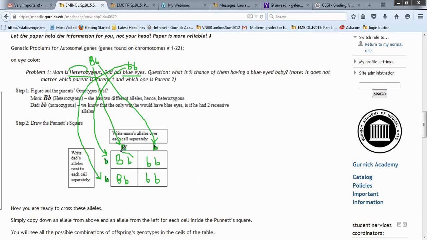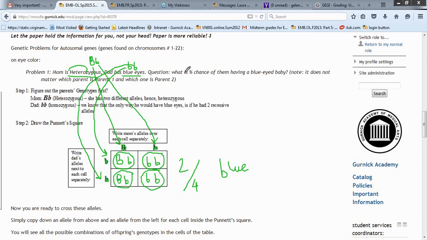So this baby is heterozygous, like mom, right? And because brown is dominant over blue, this baby is going to have brown eyes. This baby, same thing, okay? So this baby is brown-eyed. This baby, however, has 2 little b's, so that means this baby is going to have blue eyes. And this baby is going to have blue eyes. So 2 out of 4 possible babies would have blue eyes.